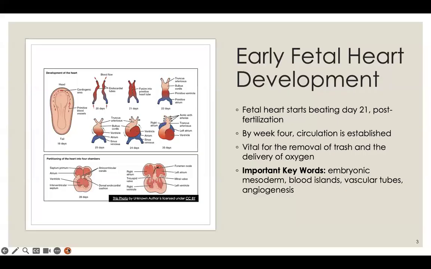Early fetal heart development. So, around day 21 after fertilization, the fetal heart will start beating, and by the fourth week, circulatory patterns will be established. Early development of the heart and blood vessels is important because the embryo grows quickly and will need a constant supply of oxygen and nutrients. It also will need a way to remove waste. The circulatory system forms from the embryonic mesoderm. Blood islands develop into vascular tubes, and new blood vessels form through a process called angiogenesis, creating a network to support the growing fetus.